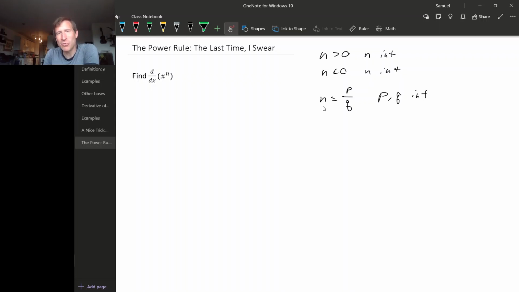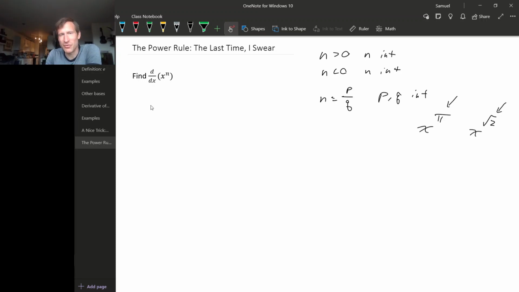But what about something like x to the pi? Pi isn't a rational number. Or x to the square root of 2. Square root of 2 isn't a rational number. Is it safe to use the power rule for these powers? Well, let's check. So let's find the derivative of x to the n.